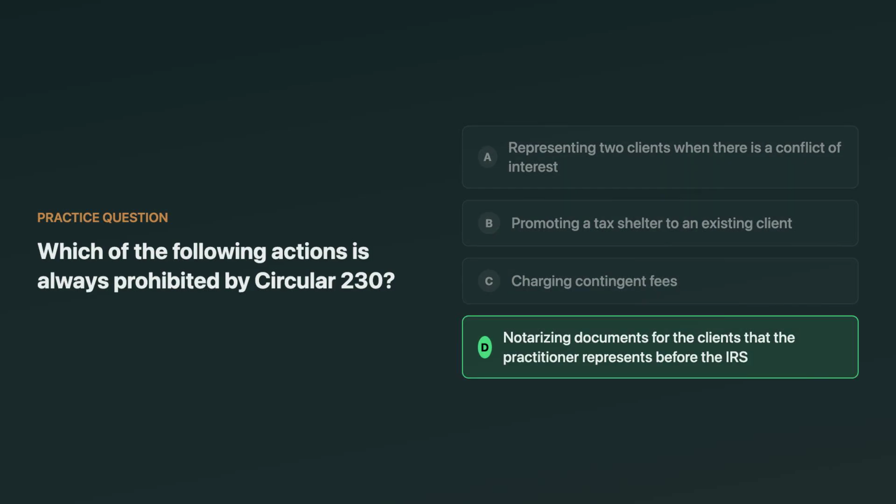The correct answer is notarizing documents for clients that the practitioner represents before the IRS, when the practitioner is involved in the matter or has a material interest. That's treated as an independence problem, and it's flatly prohibited in that situation. A tempting wrong answer is contingent fees, because they're often restricted, but they are not always prohibited under Circular 230.